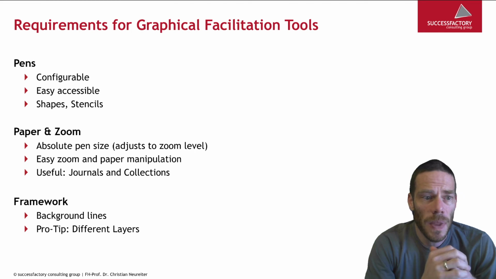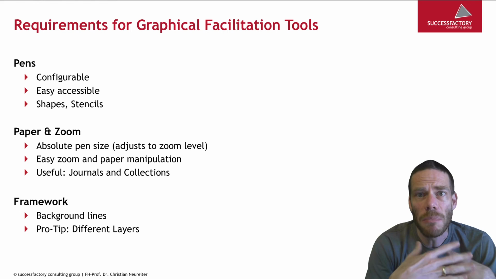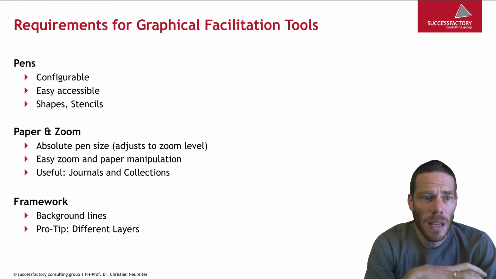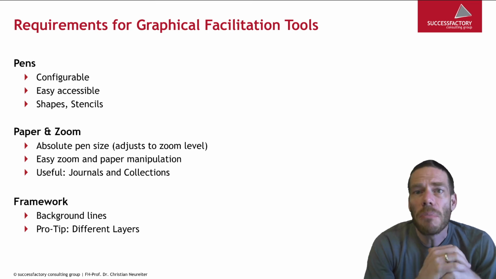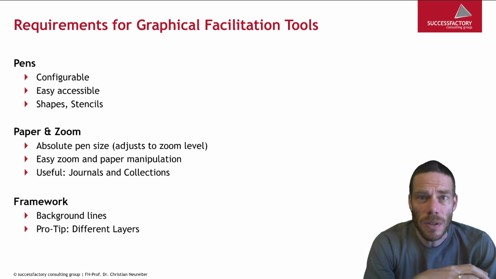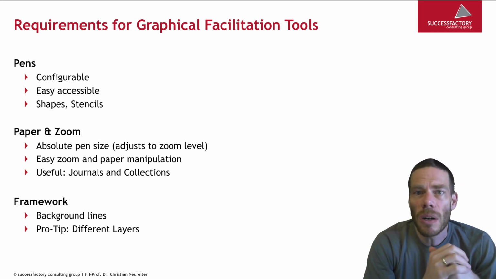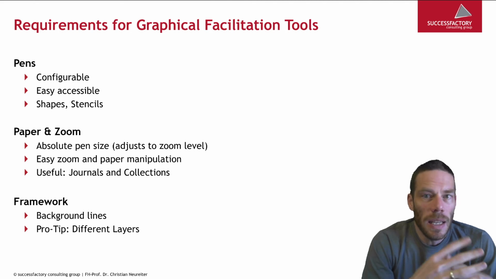Then in terms of the paper, I prefer a paper with a fixed size, so this gives me a better orientation in my drawing. And what's kind of important is that the pen size is absolute in respect to the zoom level. Because in some freeware tools I have seen that if you change the zoom level, the pen size stays the same. So if you zoom in and draw something and zoom out, then you have a different thickness of the line, which is pretty uncool. Then of course the zoom functionality should be easily accessible.